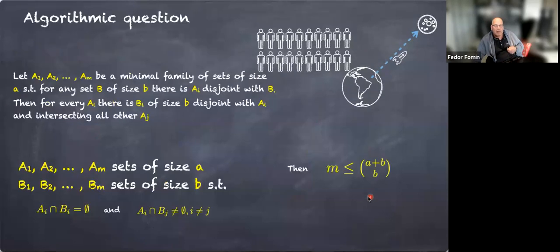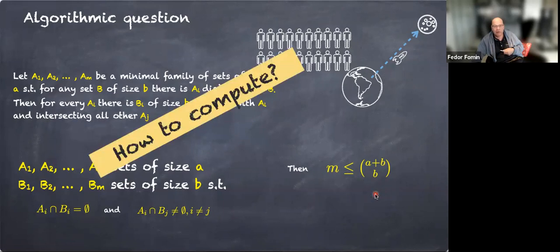So summarizing, if I have a set family with these minimal properties, then this family of sets should satisfy the conditions of the Bollobás lemma for some family of sets B's. And then the cardinality of the family should always be at most A plus B choose B.